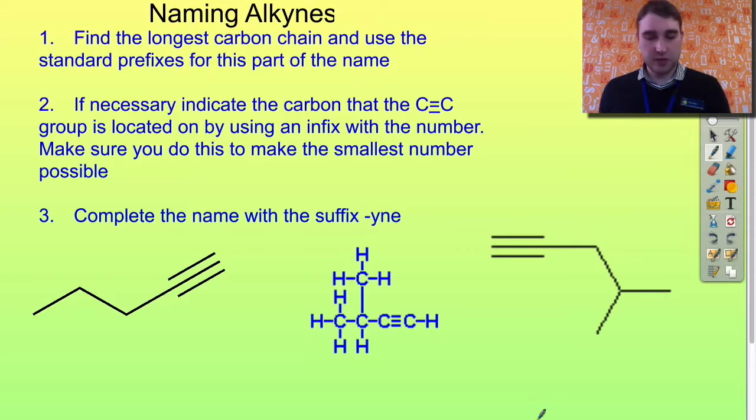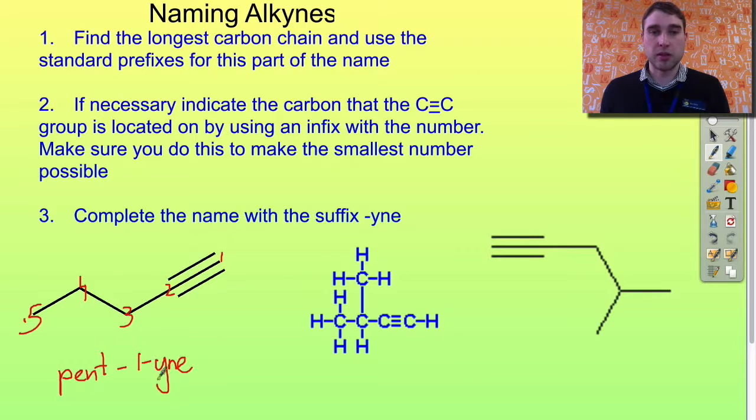When we're naming these, we'll just follow the rules again. There's no more extra complications in here really. It's just finding the longest chain, infix indicating which carbon the triple bond starts at, and completing with "-yne". So let's look at our example down here. So start numbering from this end, 1. Now there is a carbon there because we're basically ending the triple bond. 3, 4, 5. So it's going to be pent. We've got 5, infix, so on carbon 1, that's where we've got our alkyne group. So our suffix is "-yne".